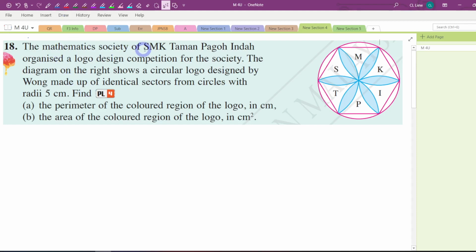The Mathematics Society of SMK Taman Pagar Indah organized a logo design competition for the society. The diagram on the right shows a circular logo designed by Wong, made up of identical sectors from circles with radii 5 centimeters. For the first part, we want to find the perimeter of the color regions of the logo in centimeters.